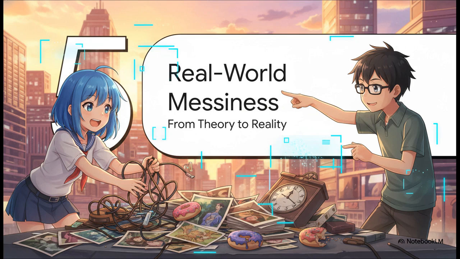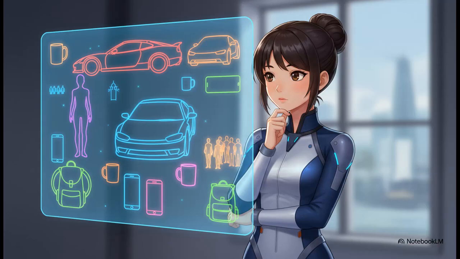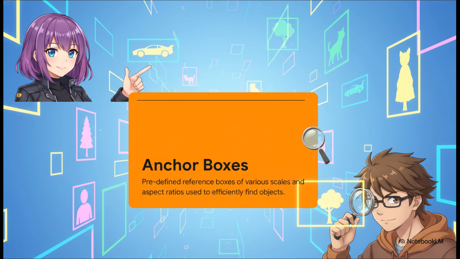Okay, so the theory is brilliant, but the real world is messy. So how does this thing actually handle all the chaos of a real photograph? Just think about it for a sec. Objects come in all shapes and sizes, right? You've got long, skinny cars and short, wide cars. You have tall people standing up and small people sitting down. How can a single system find all of these different shapes and sizes without having to scan the image over and over again? Well, the solution they came up with is just genius.